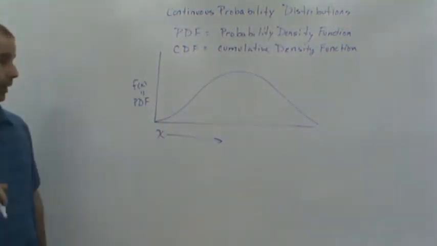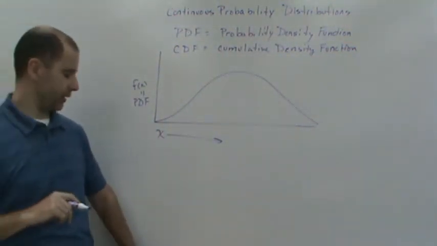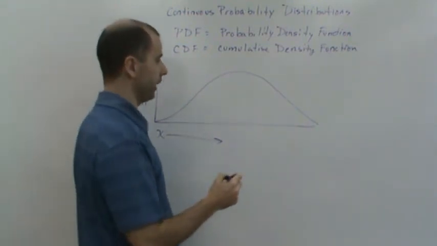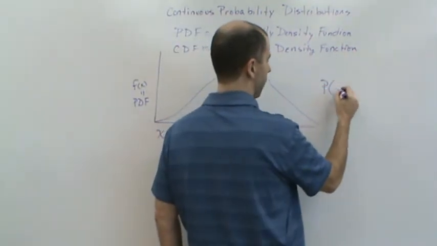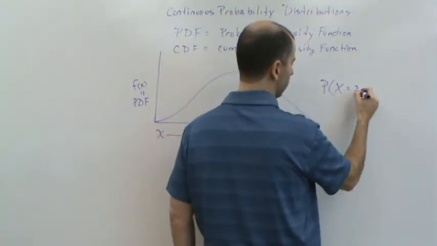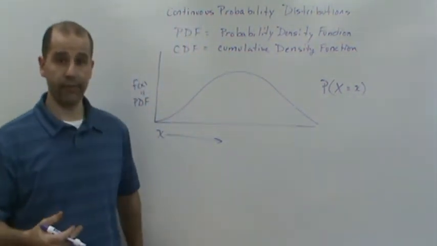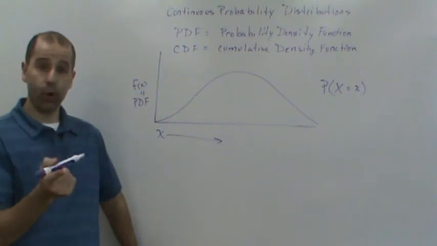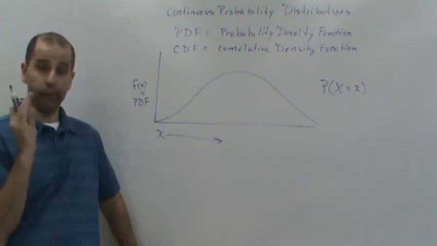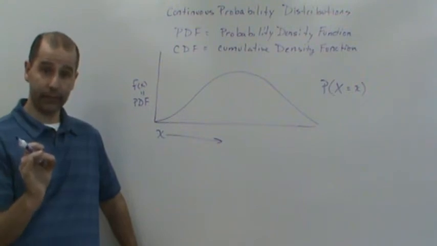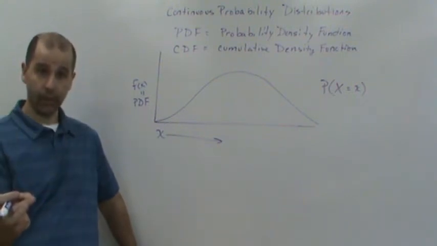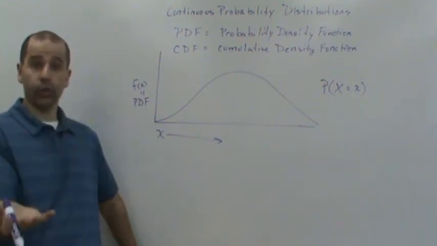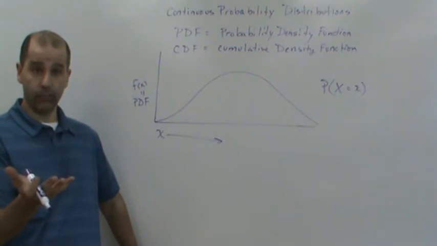Now here's the difference. In the discrete case, we could calculate the probability that x was equal to some value, because we could calculate it using a formula or the calculator for a particular value of x, since x was discrete. If you think of it as synonymous with area, we're just looking at the area of a rectangle.